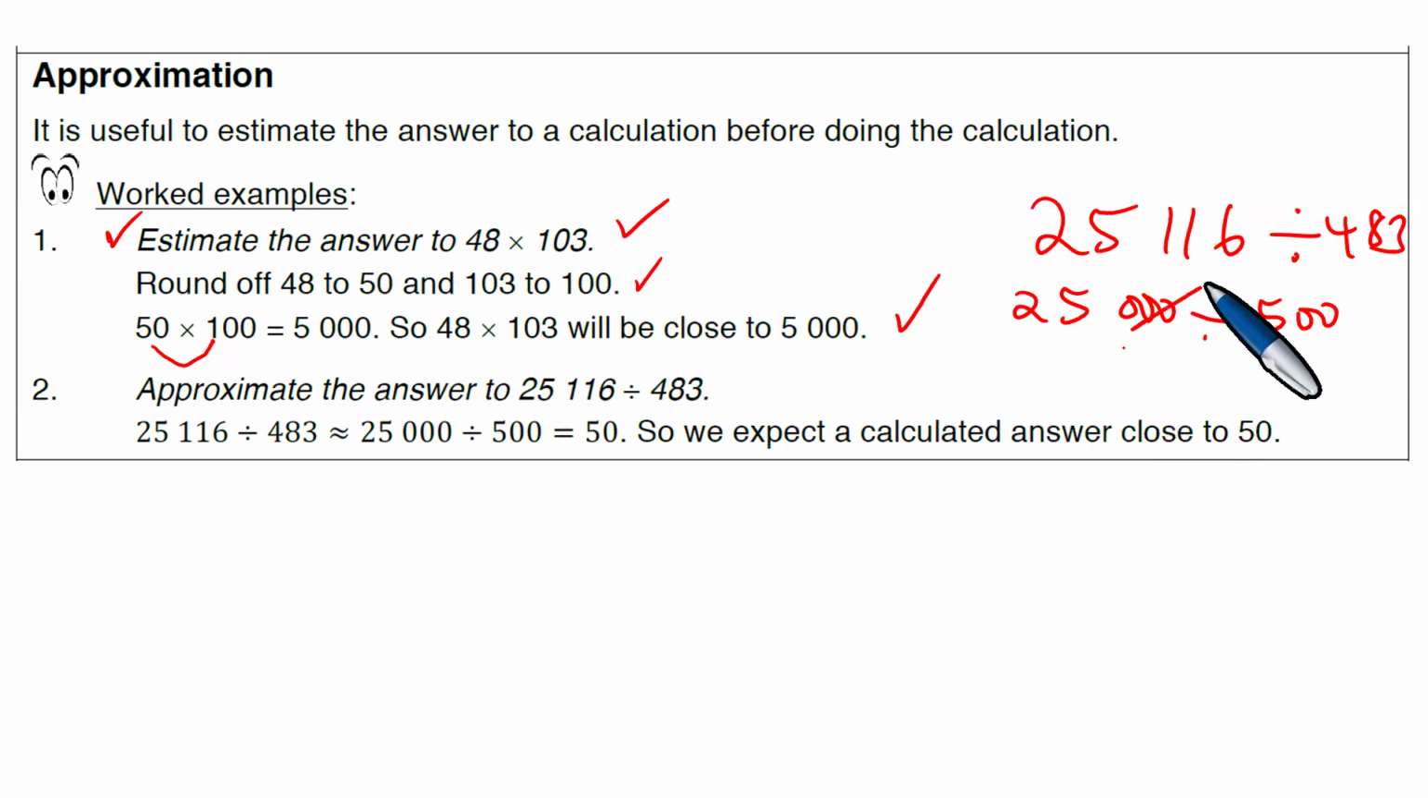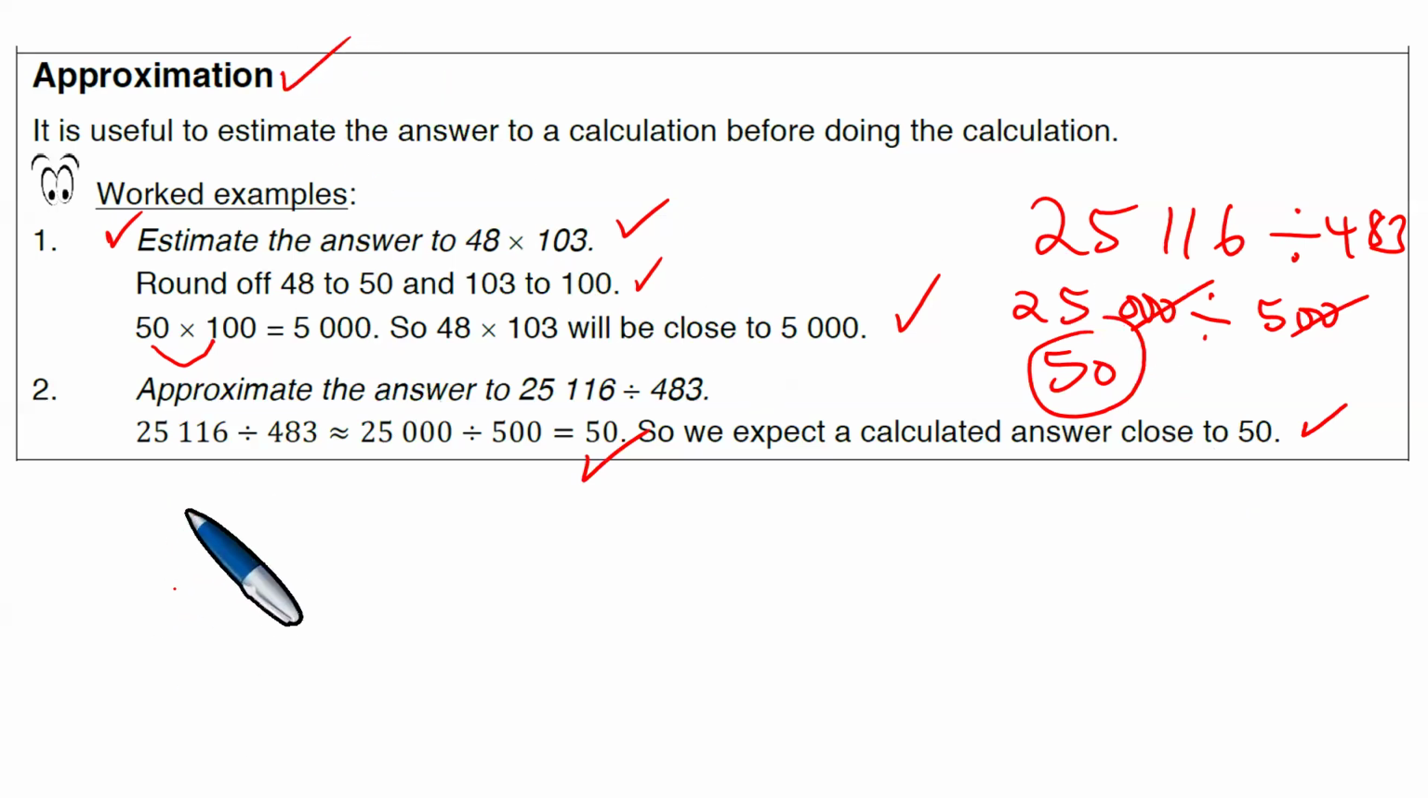So if we divide this 25,000 by 500, the 2 zeros cancel out. 250, you divide by 5. The 5 divides 25, giving us a 5, but there's a single 0. So indeed 25,000 divided by 500 is only 50. So we expect a calculated answer close to 50. These are just approximations, but clever ways to say what the answer must be close to.